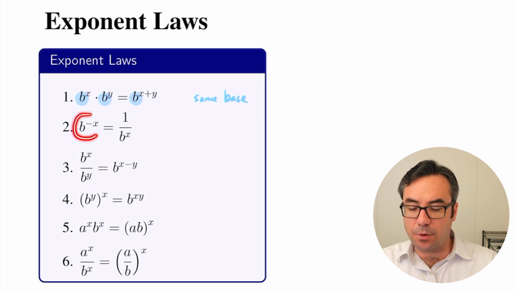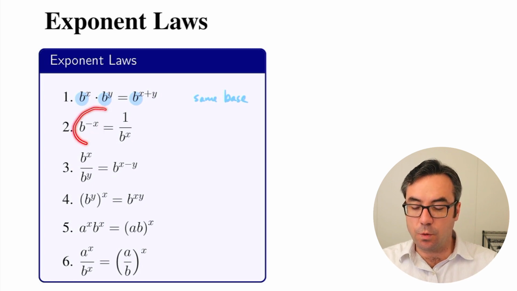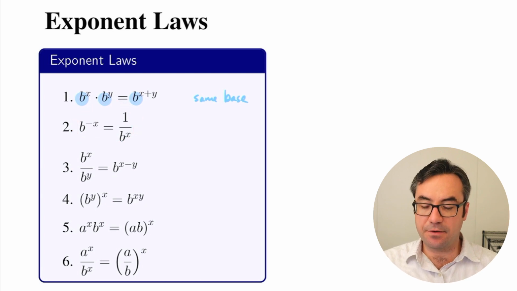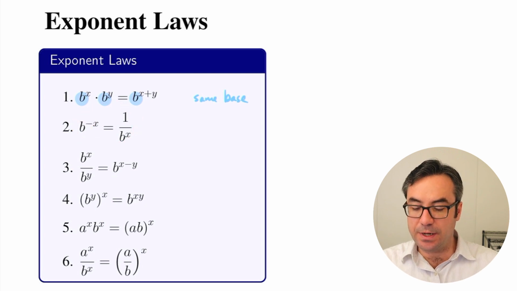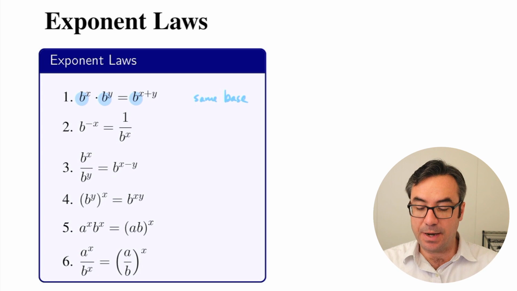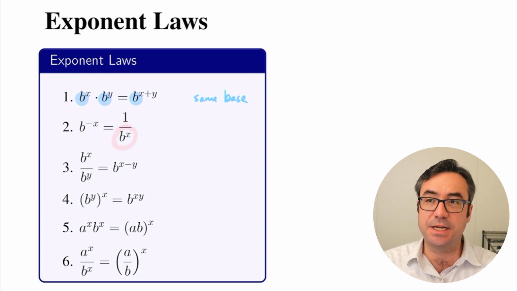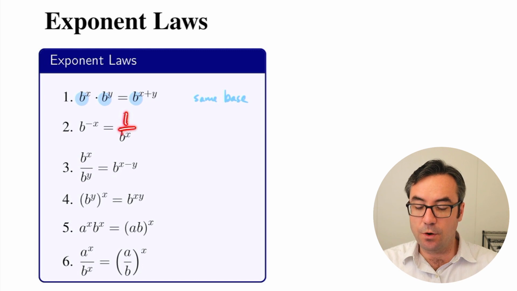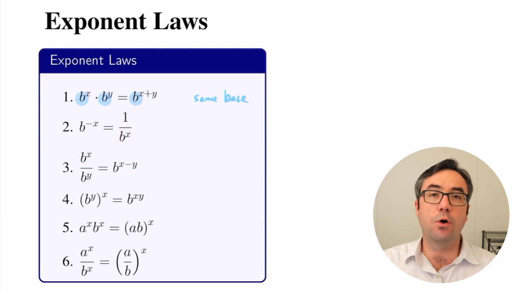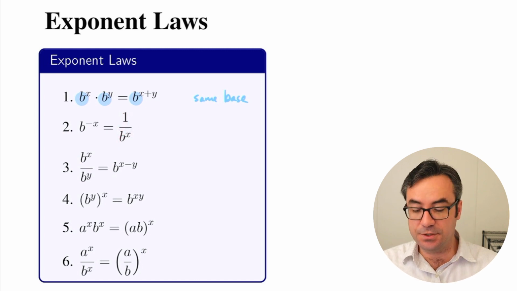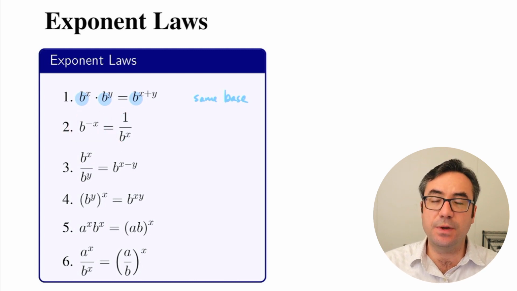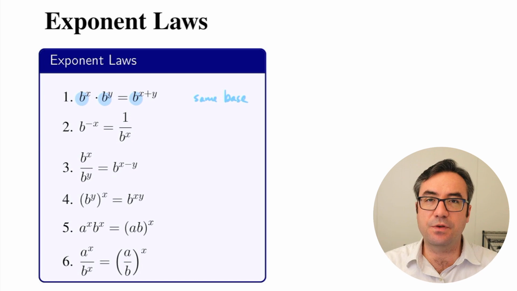Now we have this other property, and we've used this one quite a bit. When we have a negative exponent, we can convert that into a fraction by taking the term and making that into the denominator. So in this case, 1 over b raised to the x. Or we can go backwards. If we have a fraction, and we make the exponent negative, then we can get rid of the fraction. We've used this one a bunch of times already.